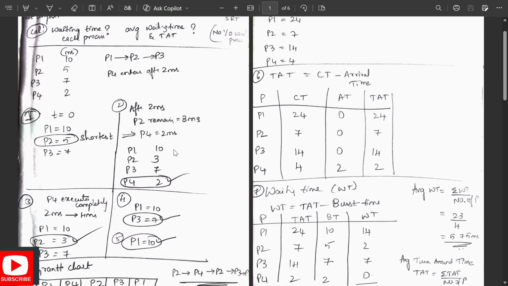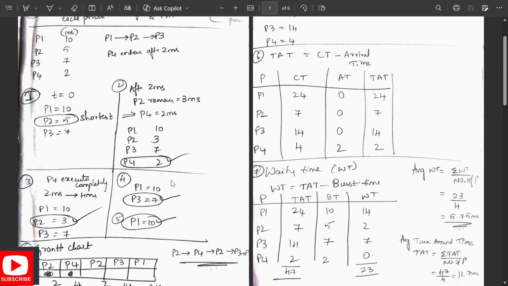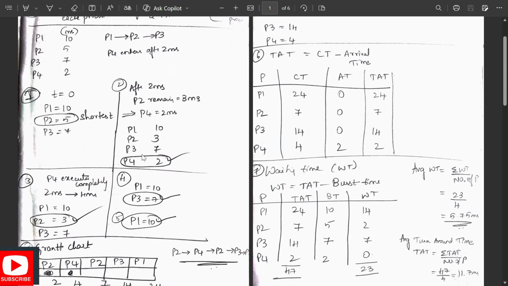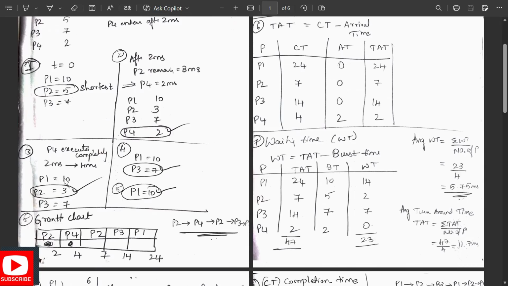Now write down the table again. I have done a rough work here. So P1, P2, P3, P4. Again 10 remains the same. P2's execution was done for 2 milliseconds, so the remaining is 3 milliseconds. P3 is 7 itself and P4 will enter. Now among 10, 3, 7, 2, which is the shortest one? P4, that is 2 milliseconds, is the shortest. So P4's execution completes in the next 2 milliseconds, and then again the shortest among 10, 3, 7 is 3, and then 7.